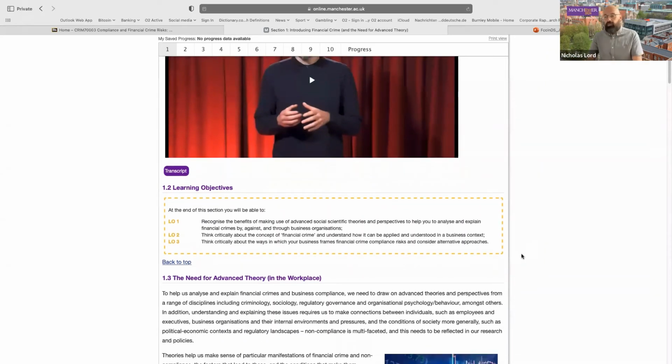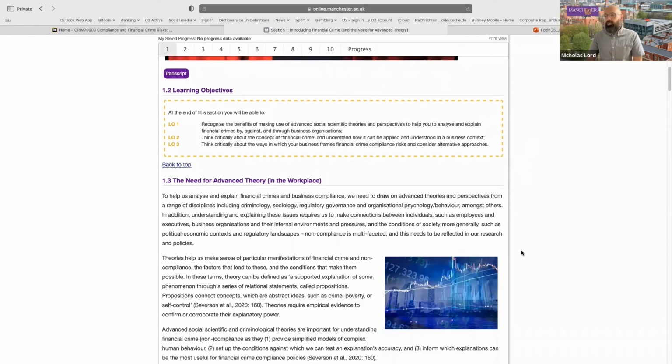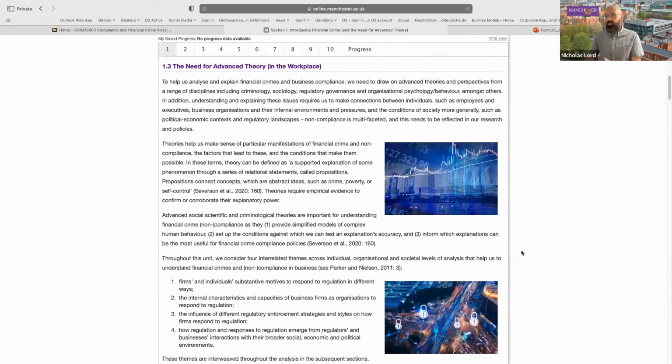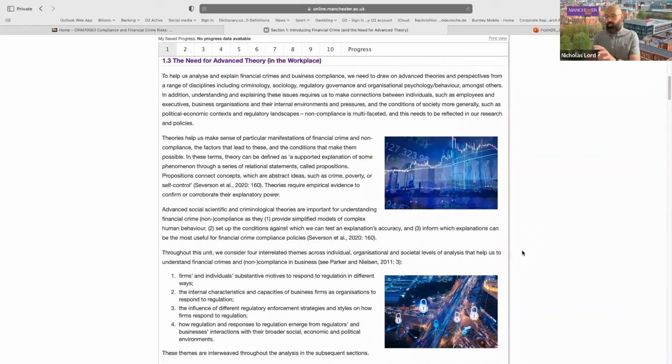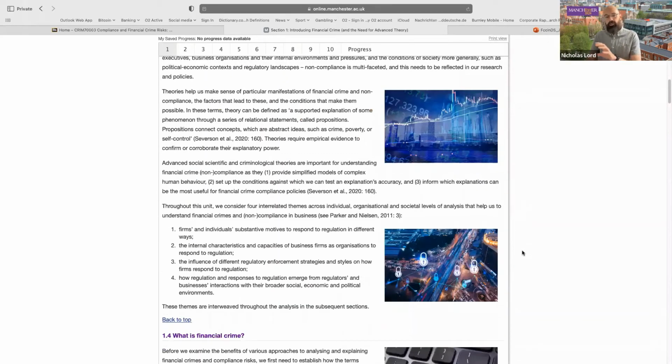We then move into the core materials for the week. And as you can see, it's a mixture here of textual materials where we share with you insights from the academic world.